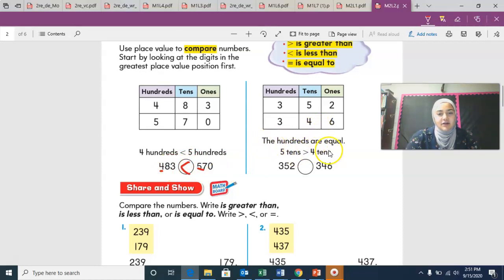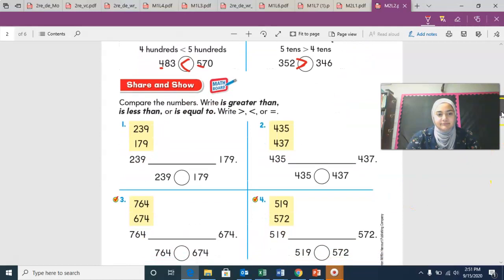Let's look at this one. The hundreds are equal. So we have 5 tens is greater than 4 tens because the hundreds place both have a 3. So if the hundreds places are equal and they both have a 3, then let's look at the tens place next. Well, which is greater, the 5 or the 4? The 5 tens is greater than 4. That's why 352 is greater than 346. Okay? So you have to look at the hundreds place, then the tens, then the ones. Because the hundreds place is the greatest place value position. And then the tens is less, and then the ones is the smallest.